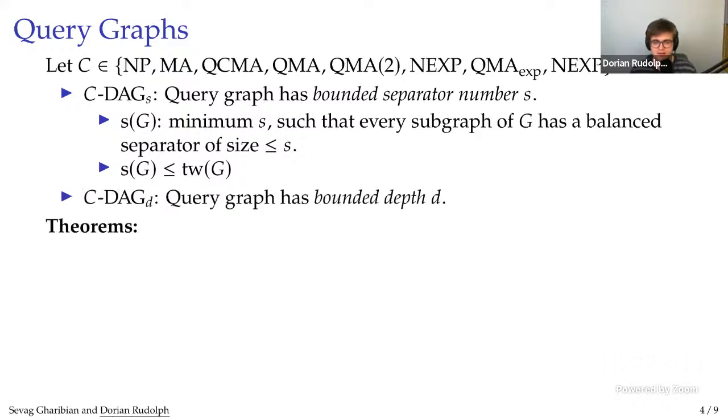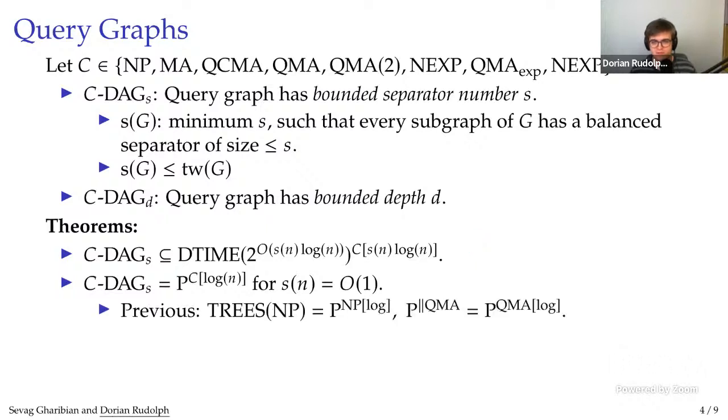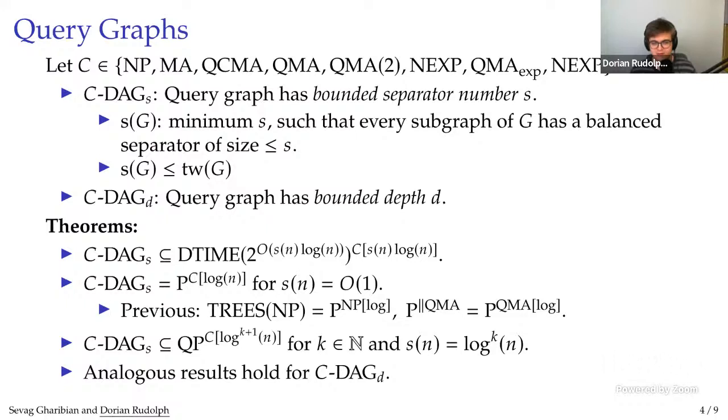And now the main theorem is that a query graph of separator number S can be solved by a Turing machine in time 2 to the S log n using S log n C queries. So for a constant separator number, we obtain that CDAG-S is equal to P to the C log for a constant S. This improves the previous classical as well as quantum results. For a polylogarithmic separator number, we get a quasi-polynomial time base with a polylogarithmic number of queries. Analogous results hold for query graphs of bounded depth.